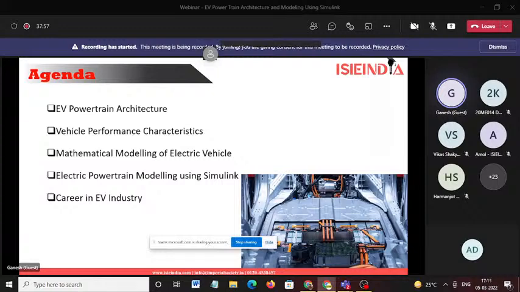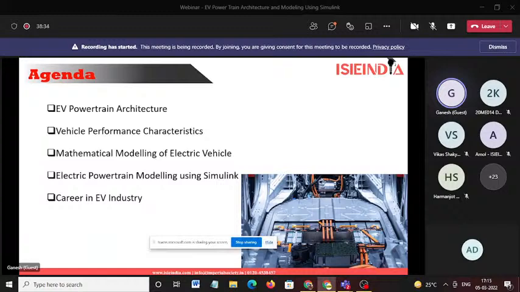And vehicle performance characteristics, like speed and torque, and how you are going to calculate them. Then mathematical modeling of electric vehicles, which covers rolling resistance, aerodynamic resistance, and how you calculate your initial velocity and final velocity. I have taken a small example, and we will show it in a demo of a small Simulink model, electric powertrain modeling using Simulink, and a career in the EV industry.